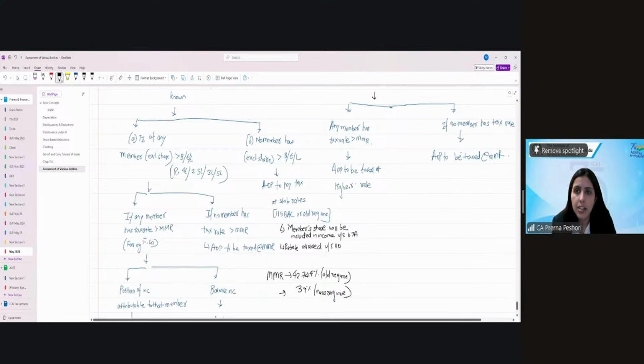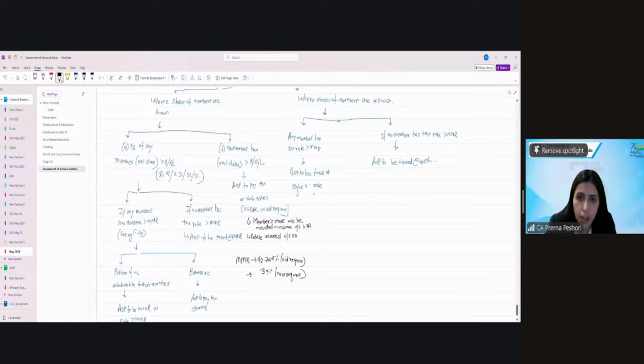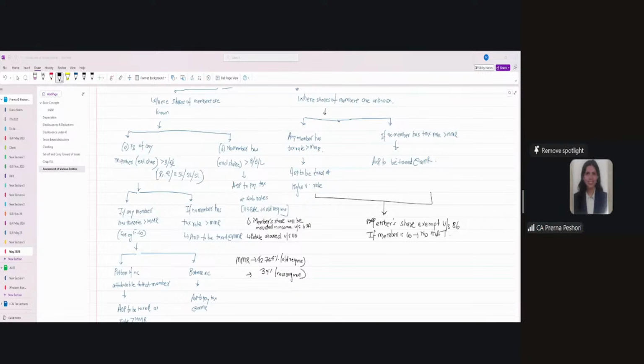We'll see this. And in the last situation where the members' shares are unknown and the AOP is again paying the tax at a rate greater than MMR or MMR, then again in that case, the members' share is exempt under section 86. If the member is a company, no MAT. Are we clear up till this point? Yes, ma'am. Right? Any questions, any doubt?